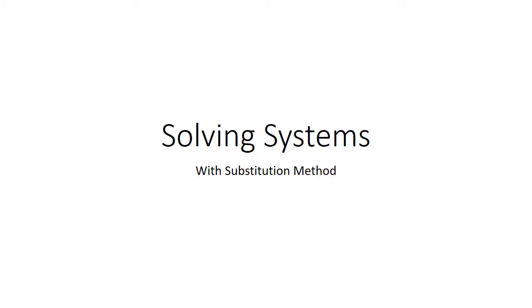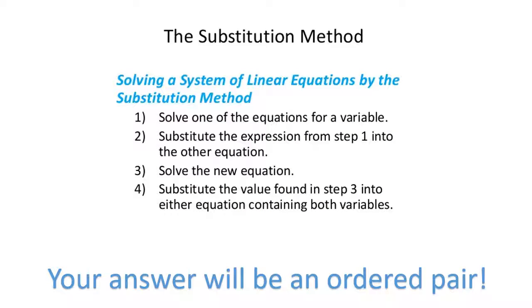Today we're going to start solving systems of equations with the substitution method. Now, to solve a system of linear equations with this method, you will first solve one of the equations for one of the particular variables. Once you get that, then you will substitute the results you get from step 1 into the second equation.